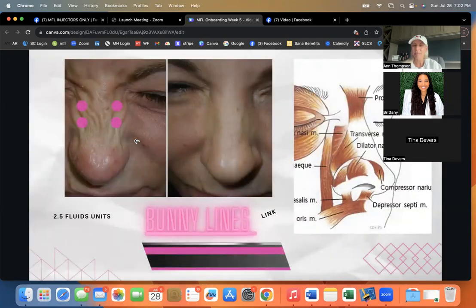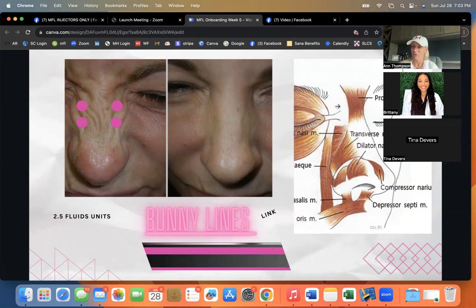All right, so let's talk about bunny lines. Bunny lines are formed because of two different muscles. You have the procerus muscle, remember, that makes up the glabella complex. That's the procerus and the corrugators. But that procerus muscle is that clam-shaped muscle right at the bottom of the glabella complex, or right at the bridge of the nose. And that muscle can fire one of two ways. It can fire inside each other, or it can also fire like a clamp up and down.